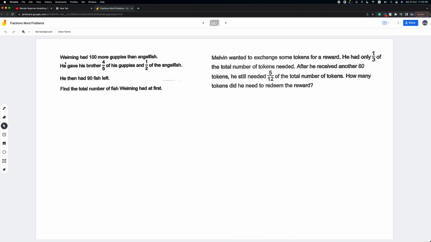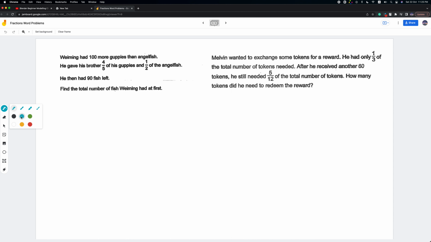So the first question: Wei Ming had 100 more guppies than angelfish. He gave his brother 4/5 of his guppies and 1/2 of the angelfish, and then he had 90 fish left. Find the total number of fish Wei Ming had at first.